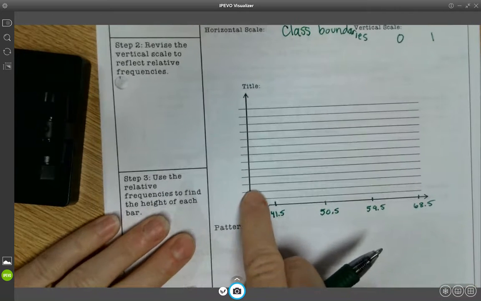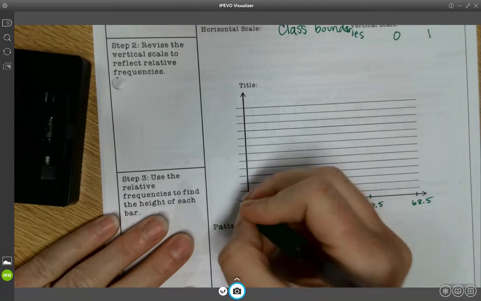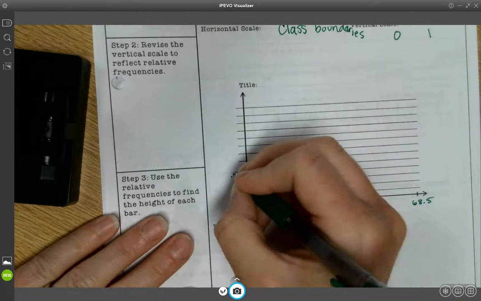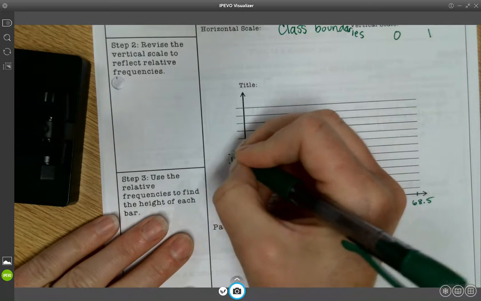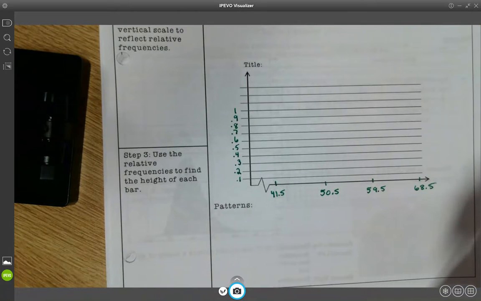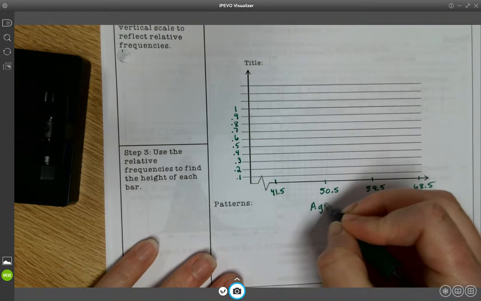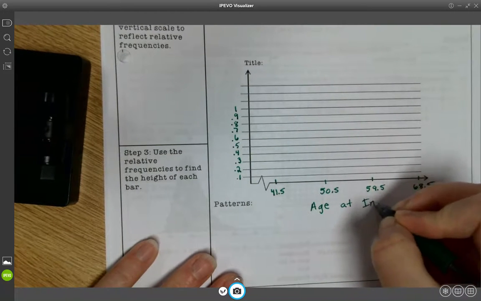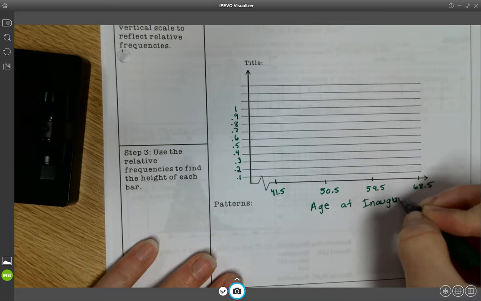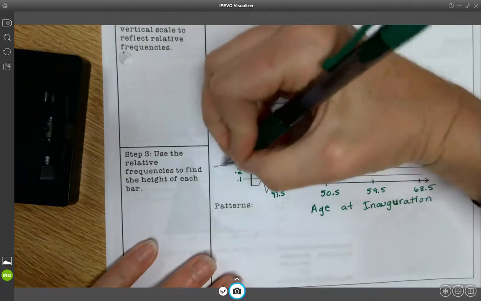So let's see how many we have. 1, 2, 3, 4, 5, 6, 7, 8, 9, 10. We can go by ones. So 0.1, 0.2, 0.3, 0.4, 0.5, 0.6, 0.7, 0.8, 0.9, and 1. We could go by 0.05 if we'd like as well. So this is the age at inauguration again. And then this would be our relative frequency.